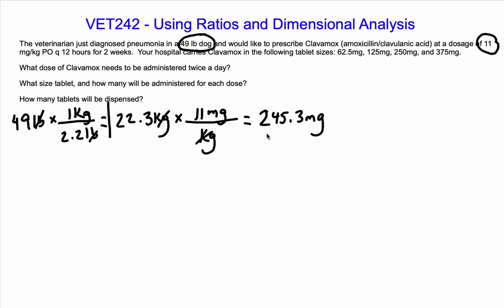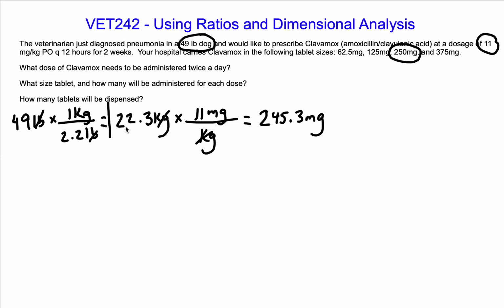At the end of the problem, I'll give you an example of if it doesn't work out perfectly, how you figure out which tablet size is the best and how many to use. Okay, so that answers the second part: what size tablet and how many will be administered for each dose. 250 milligrams we decided, and there will be one tablet per dose.